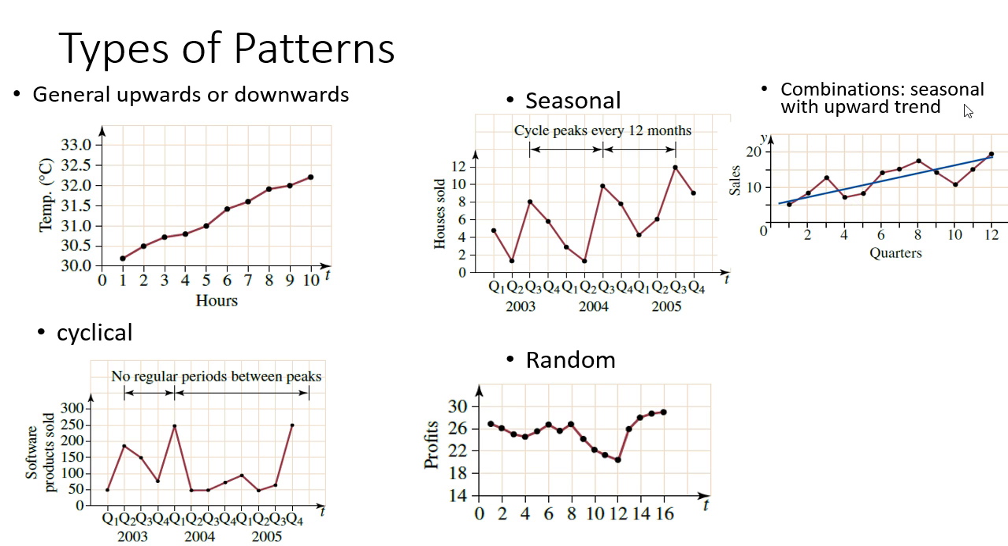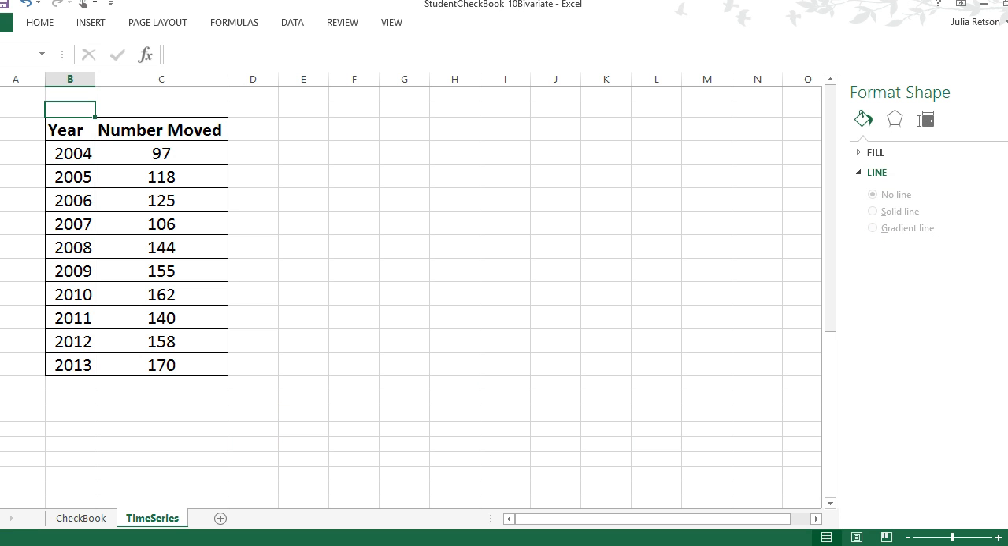So in this case, you have a seasonal pattern where it goes up and down based on the time of the year, but it's also slowly going up every year. Okay, so now we're going to look at how we can use Excel for these time series graphs.